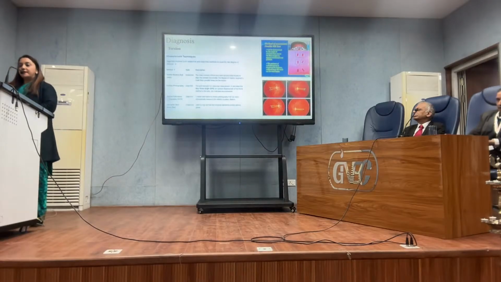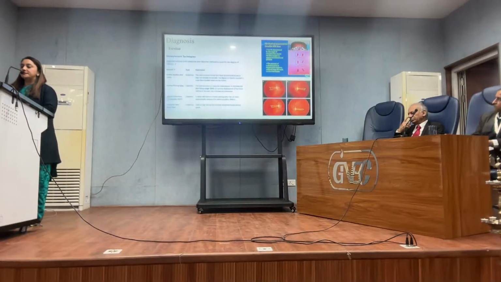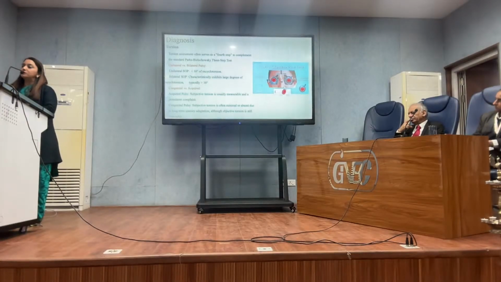Torsion is another very essential test that should be done in the case of superior oblique palsy. There are objective and subjective methods for looking for the torsion. Double Maddox rod and Lancaster red-green test are the subjective tests. Fundus photography and optical coherence tomography could be used for the objective assessment of torsion. Double Maddox rod is the most common clinical test that we can use for assessing the torsion. Torsion assessment is often called the fourth step to complement the standard 3-step test.